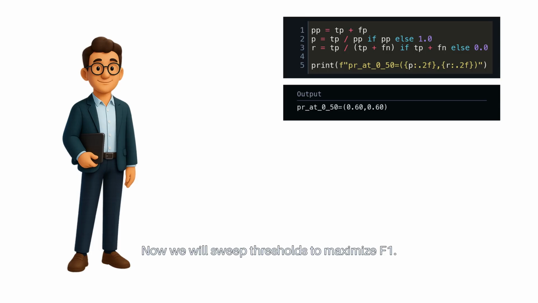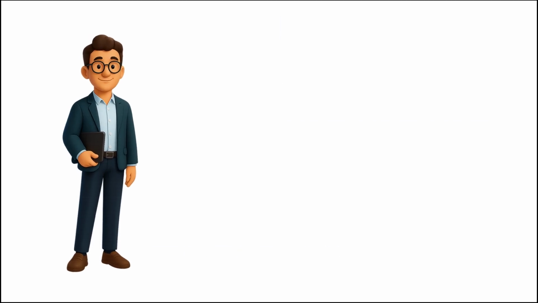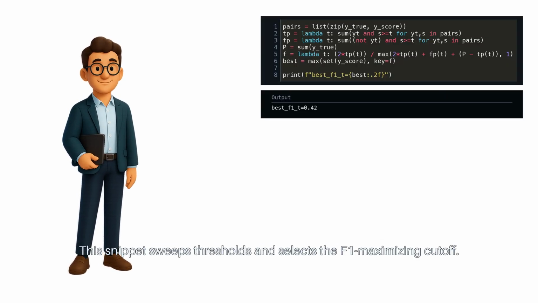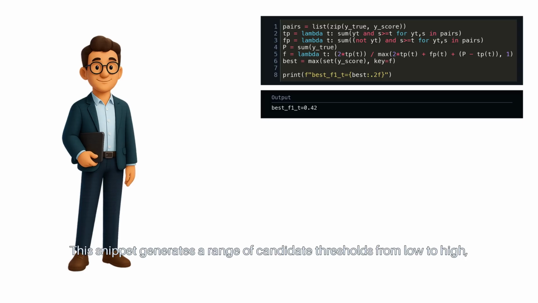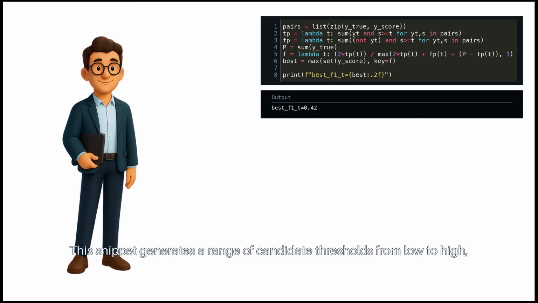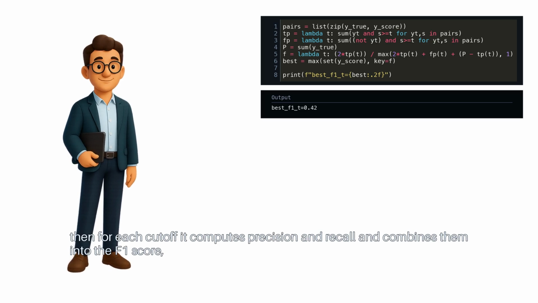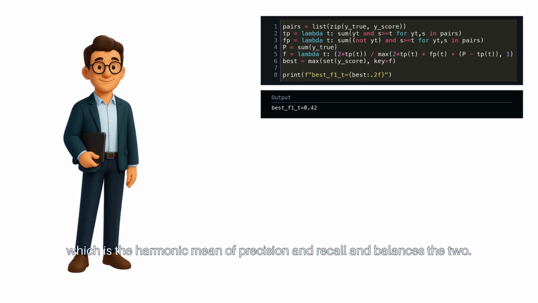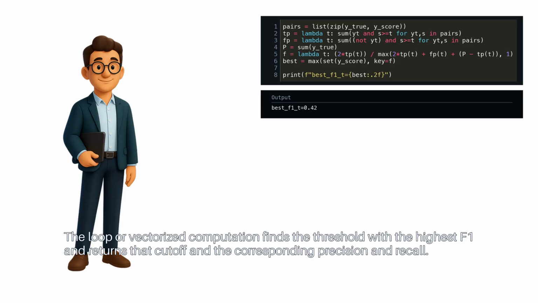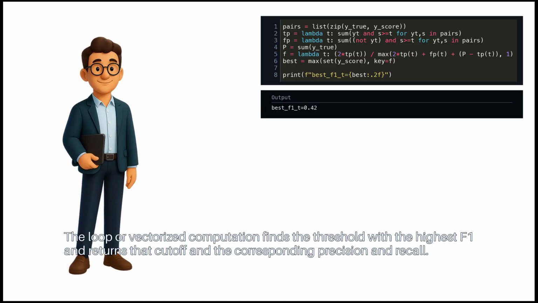Now we will sweep thresholds to maximize F1. This snippet sweeps thresholds and selects the F1 maximizing cutoff. This snippet generates a range of candidate thresholds from low to high. Then for each cutoff, it computes precision and recall and combines them into the F1 score, which is the harmonic mean of precision and recall, and balances the two. The loop or vectorized computation finds the threshold with the highest F1 and returns that cutoff and the corresponding precision and recall.